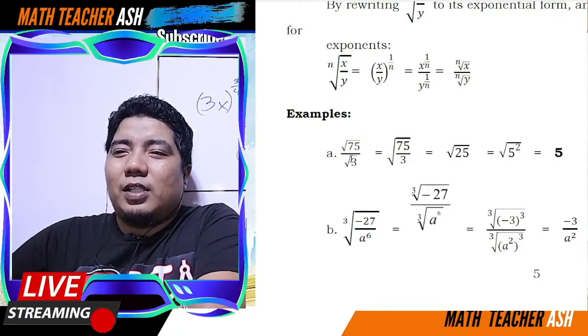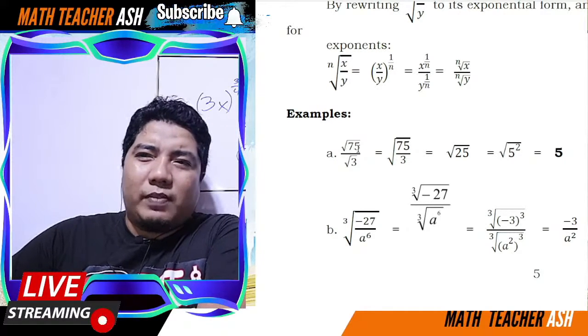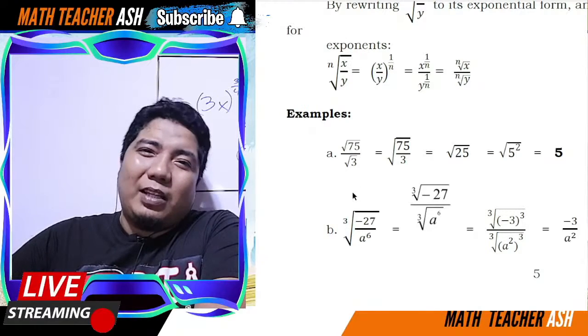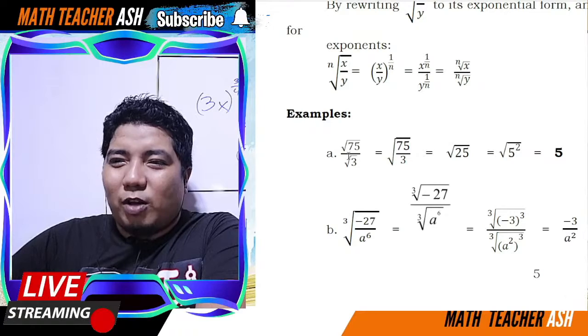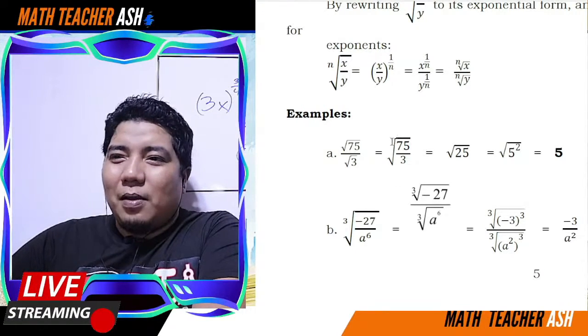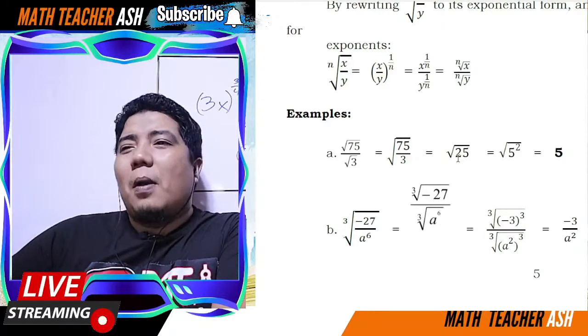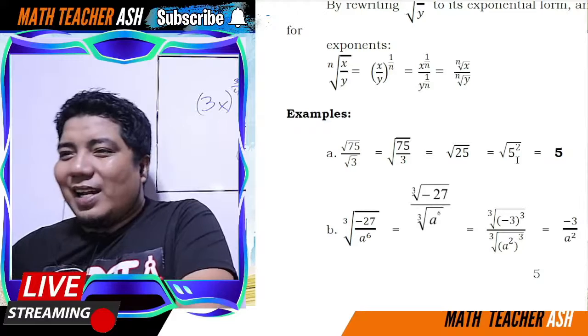Okay, so we have here the square root of 75 divided by the square root of 3. Unang tanong, may square root ba ang 75? Wala. May square root ba si 3? Wala din. Pero pwede bang i-divide si 75 sa 3? Pwede. So, the square root of 75 divided by the square root of 3, pag i-divide mo yan, magiging square root of 75 over 3, which is equal to 25. Question is, may square root ba si 25? Meron. And that is 5.